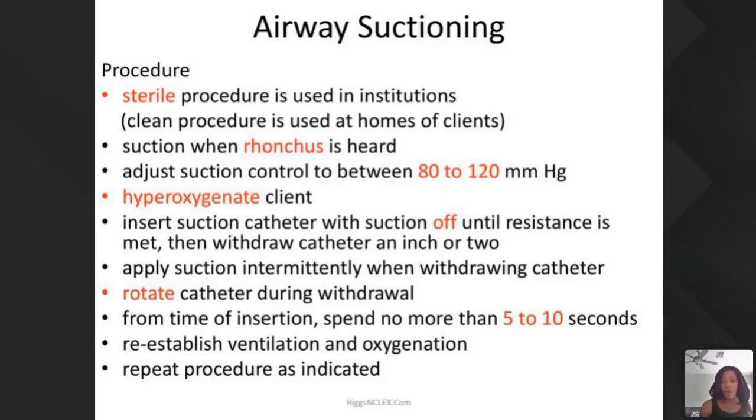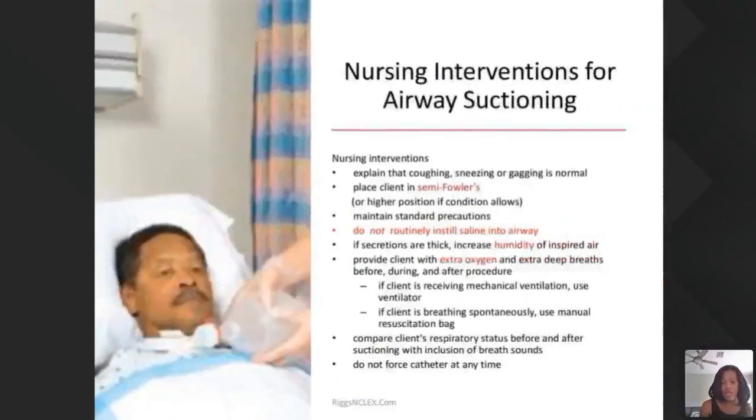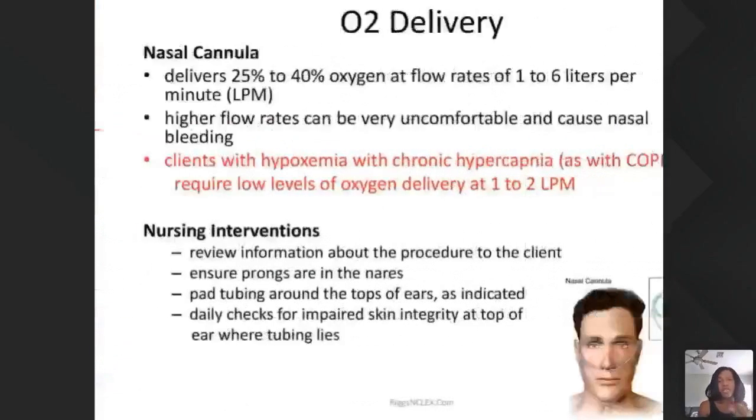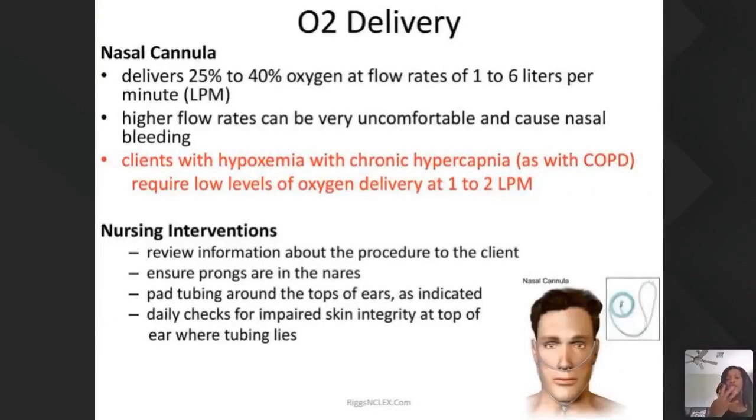Okay, so those are the most important parts of this procedure, but this is something you need to look at again and again. A couple other nursing interventions or reinforcement for this type of procedure: the positioning matters. If the client is able to, put them in a semi-Fowler. If their condition allows, then put them in a high Fowler, but sometimes their condition doesn't allow that. We don't routinely use saline. If you can use a humidifier to break down and loosen secretions, that's always better. We talked about hyperoxygenating. Never force the catheter in. You knew that.